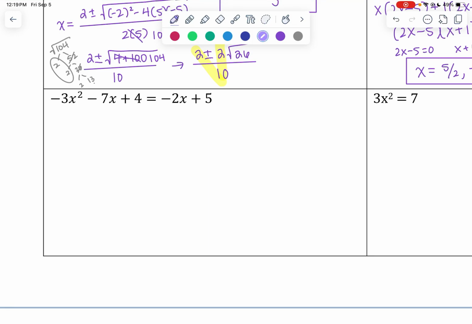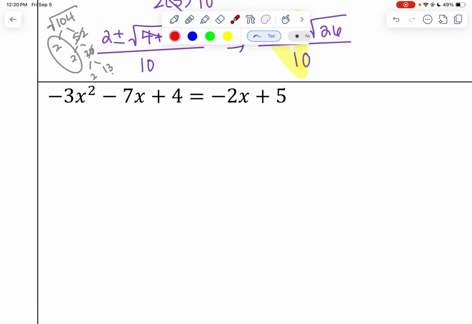So picking up where we left off, asking yourself the question, do you have to do quadratic formula? Hopefully not. Let's take a look at this one. And remember that I want to move the least amount of things, so I'm going to go ahead and move those over. If I add the 2x, I would get 5x. And then if I subtract the 5, I would get -1 equals 0.